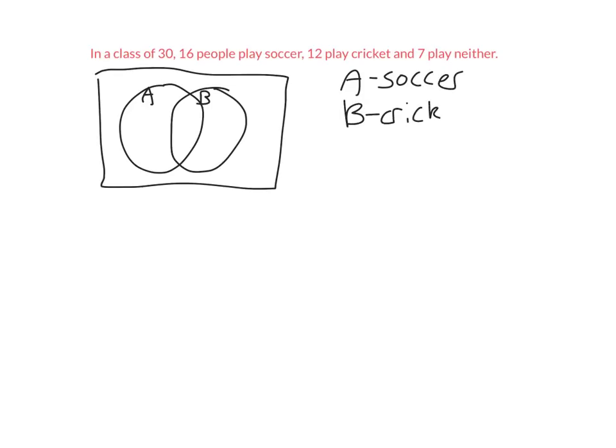In the Venn diagram, we need to populate it with 4 numbers. The number that goes there is A but not B. These are the people who play soccer but not cricket. Then, of course, the other possibilities: you can play both, you can play cricket only but not soccer, or you can play neither.